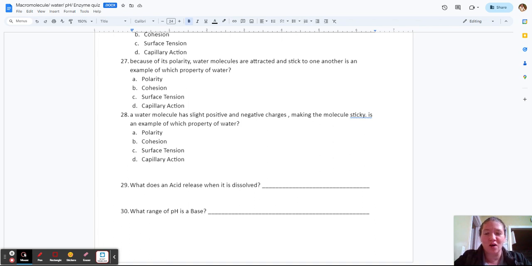All right, so our last two here is, what does an acid release when it's dissolved? Remember, our acids are extra pluses. Those are our hydrogen ions. So it releases H pluses. And the range of pH that is a base is anything over 7. So here I would take greater than 7. I also took 8 to 14 or 7.1 to 14. Anything that showed us that it was greater than 7. So guys, those are the answers to your quiz.